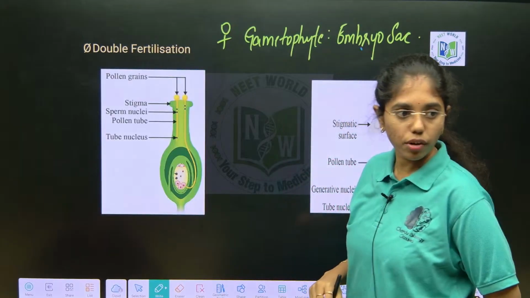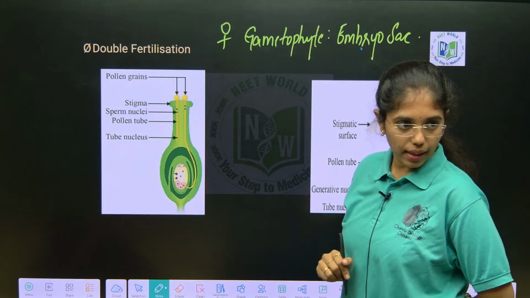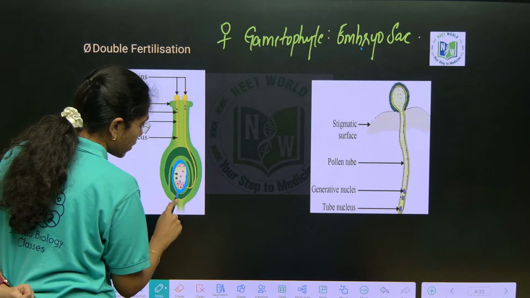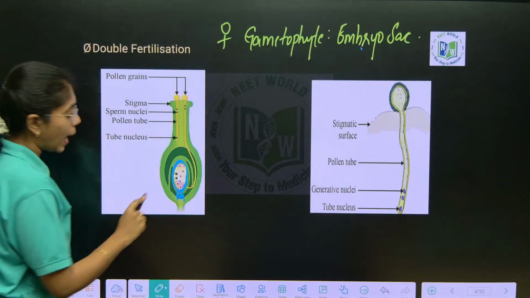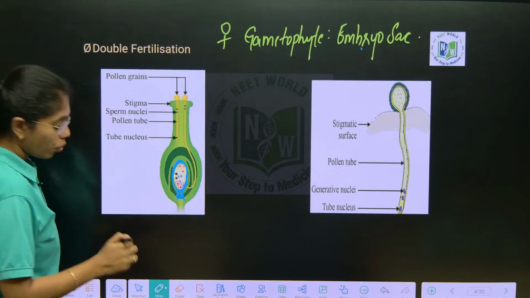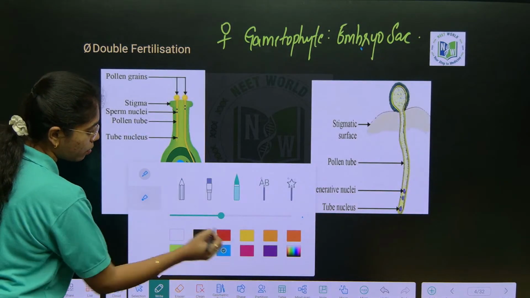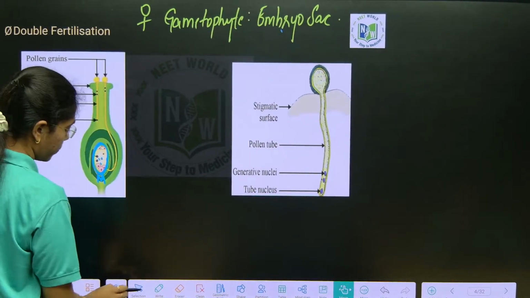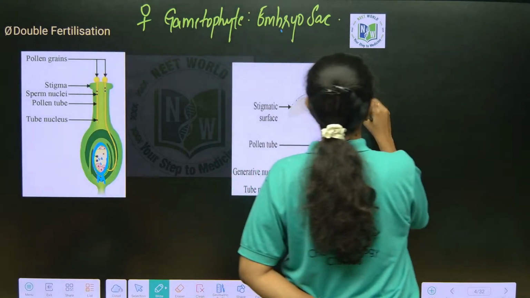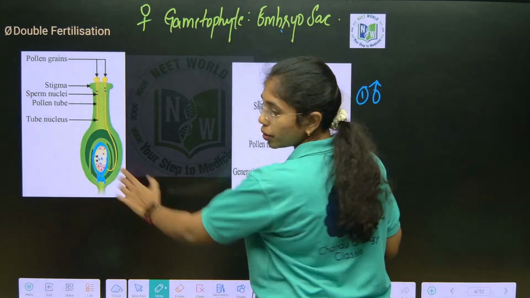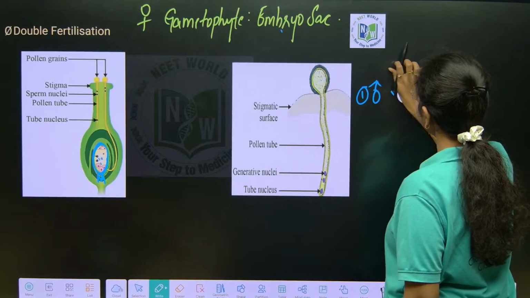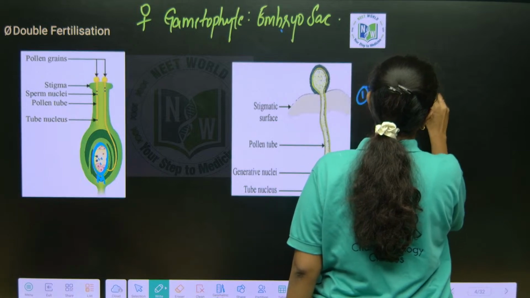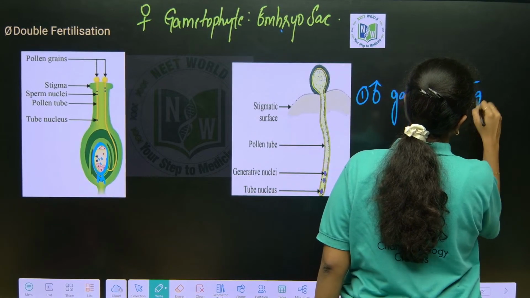Okay, the embryo sac consists of the female gamete, no? The female gamete is the egg cell. So here you see, inside the embryo sac, the egg cell is present where? At the micropylar end, yes or no? And at the center there are polar nuclei. One male gamete which is released from the pollen tube into the embryo sac will immediately fuse with what? Egg cell. One male gamete will fuse with the egg cell.